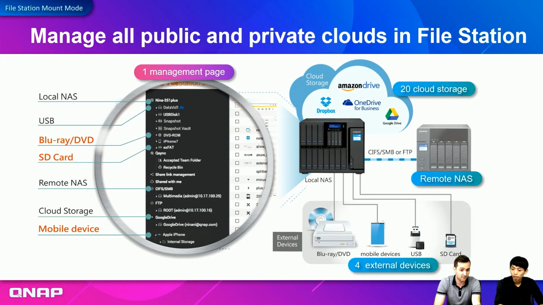So yeah, with File Station, we have it here. We can manage all the public and private clouds in the File Station, as I mentioned earlier. So this is how it would look on the left-hand side. We have the local NAS, we can have USB connections, we also have the cloud storages and mobile devices, and it can be structured as the one on the right-hand side of this screen. We have the cloud service providers, another NAS, and other external devices all connected, and all can be managed on one page called the File Station.